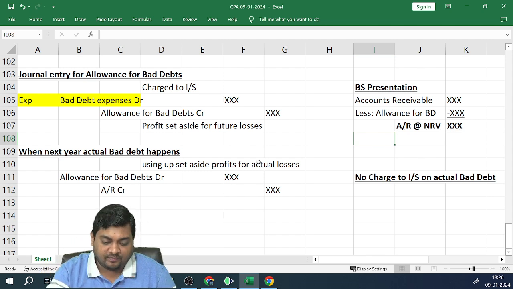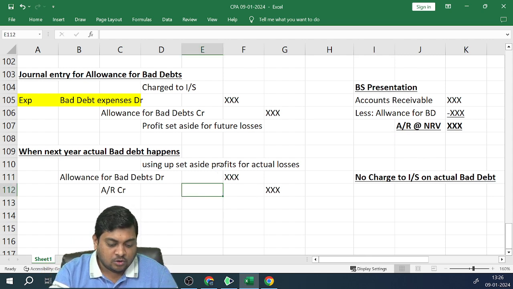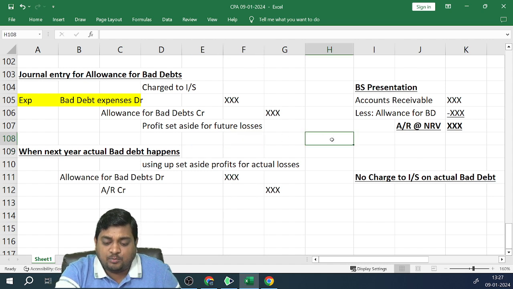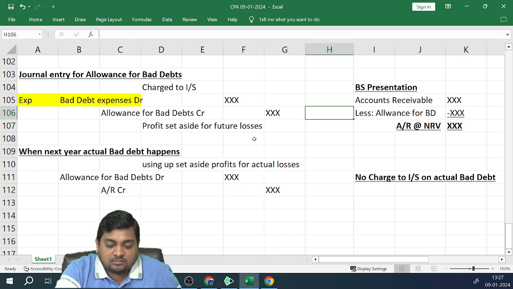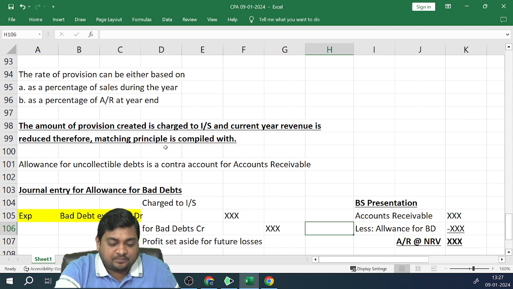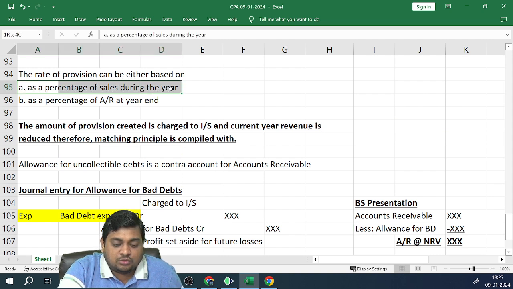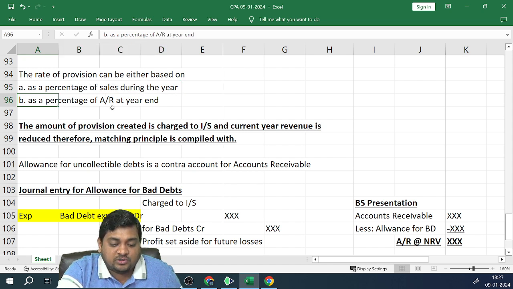Okay. So we will do a few practical problems next class, right? For this allowance method, because we need to learn how to create a provision when it is given as a percentage of sale, and how to deal when it is given as a percentage of accounts receivable.